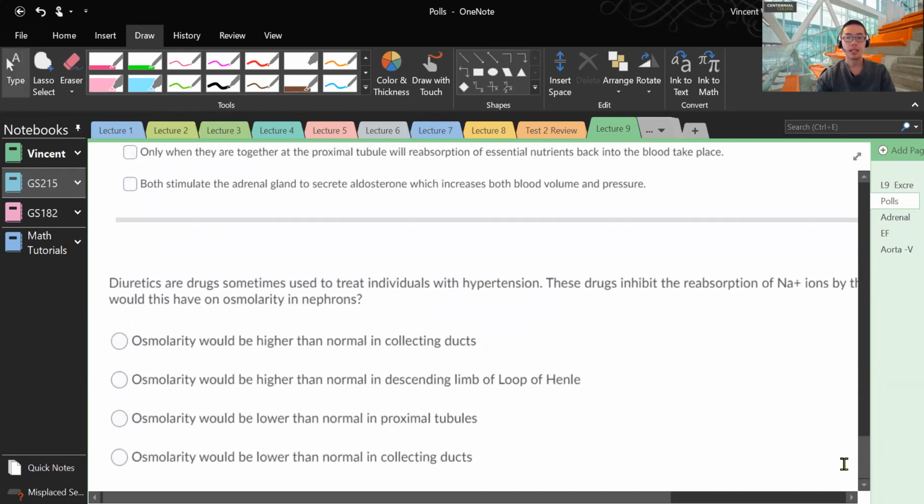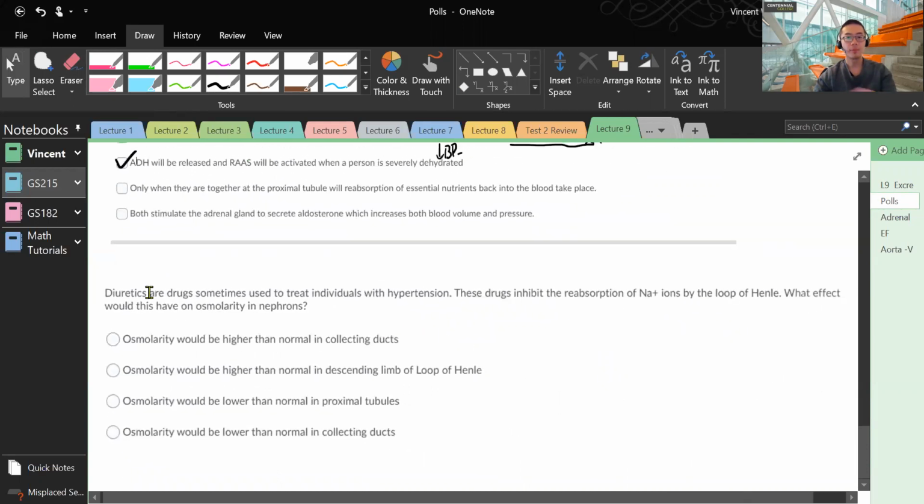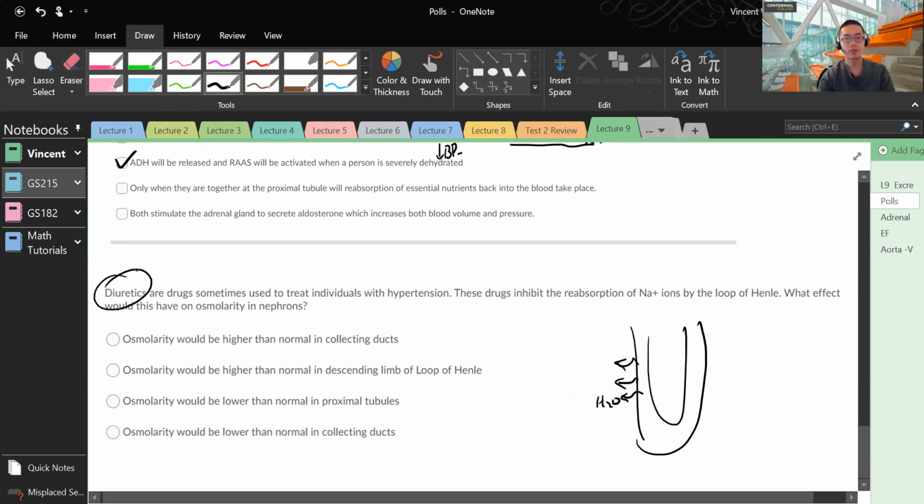Last one. Diuretic, I briefly mentioned that. It's a drug that's sometimes used to treat individuals with hypertension. The drug inhibits the reabsorption of sodium by the loop of Henle. Remember the loop of Henle? On the way down, you're going to be absorbing water, H2O. So if you have a diuretic, it's going to block this. So what effect would this have on the osmolarity in the nephron?